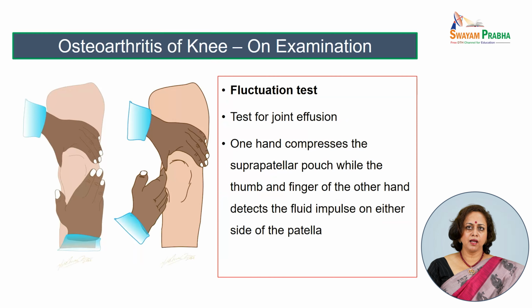Then there are some tests like the fluctuation test. The basis of this test is that when there is osteoarthritis, there is increased joint effusion, meaning the synovial fluid in the joint becomes excessively more. So how will you test for feeling this excessive fluid? One of the hands of the examiner is going to compress the suprapatellar bursa. When you compress the suprapatellar bursa, the fluid moves downwards and then it impulses laterally and medially. So with the fingers and the thumb of the other hand, the examiner is going to feel for that fluid impulse.